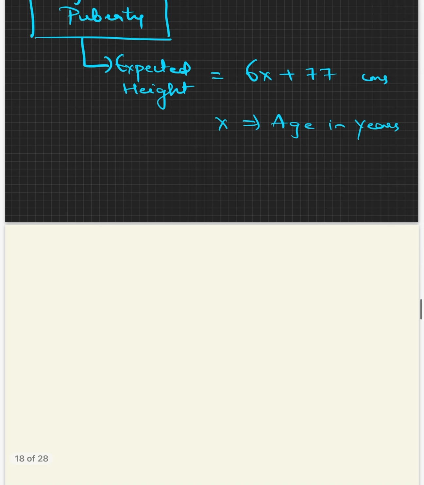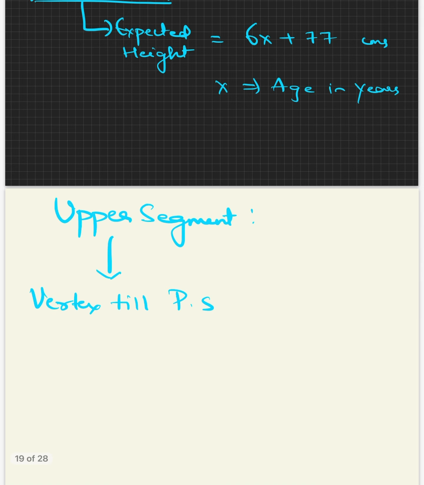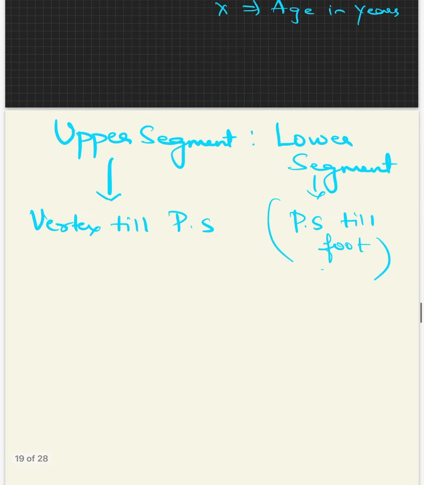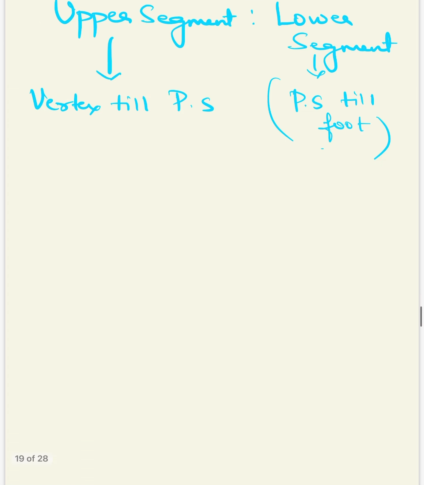Upper segment is from the vertex till the pubic symphysis, and lower segment is from the pubic symphysis till the foot. So we can measure the upper segment and subtract it from the height to get the lower segment, or we can measure the lower segment and subtract it from the height to get the upper segment. No need to measure both separately.